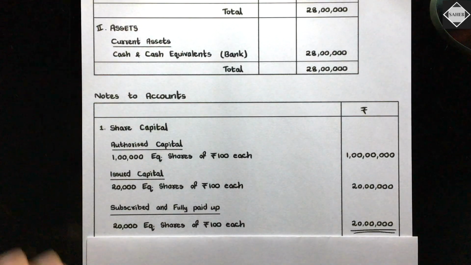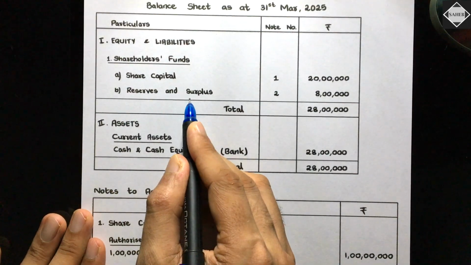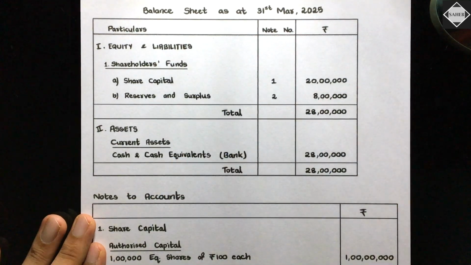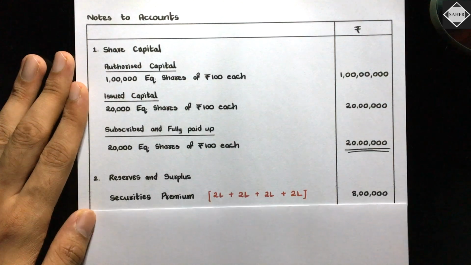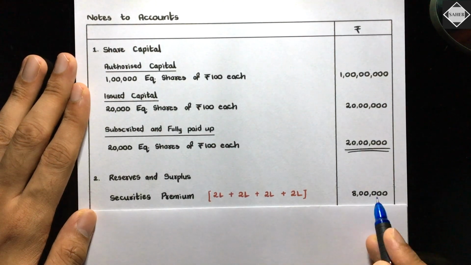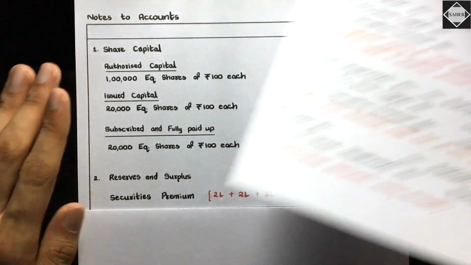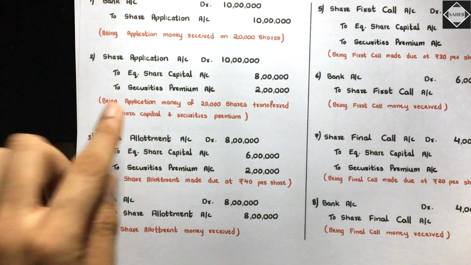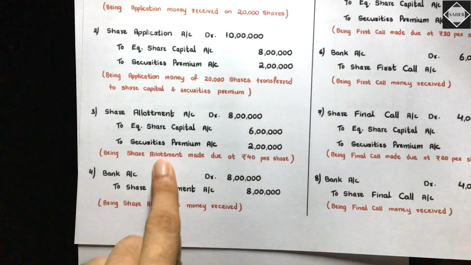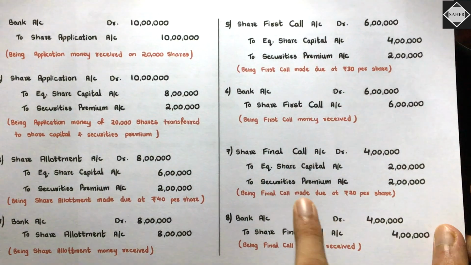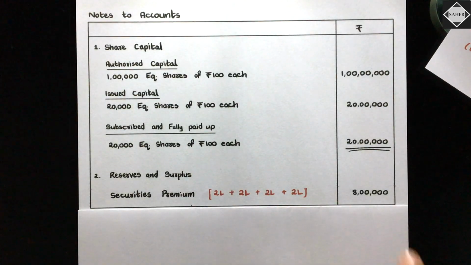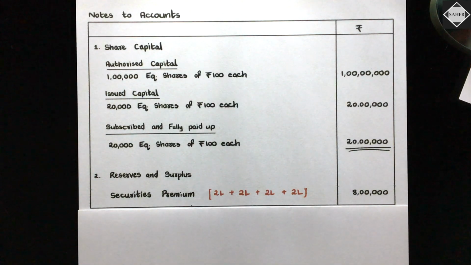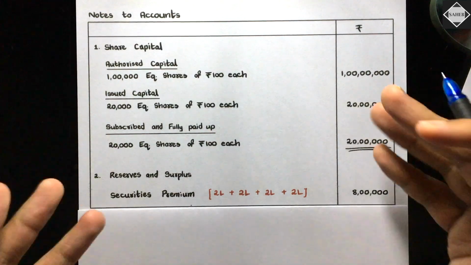Okay, and then we have reserves and surplus. In reserves and surplus, what will go? As I said, securities premium will come under reserves and surplus. So in note number 2, see here, reserves and surplus, securities premium, 8 lakh. How is this 8 lakh? It's really simple. See, securities premium came in 4 stages. Securities premium 2 lakh in application, 2 lakh in allotment, 2 lakh in first call, 2 lakh in final call. So 2 lakh plus 2 lakh plus 2 lakh plus 2 lakh, that is 8 lakh securities premium. Easy. So you can understand now how it is bifurcated properly in the balance sheet.